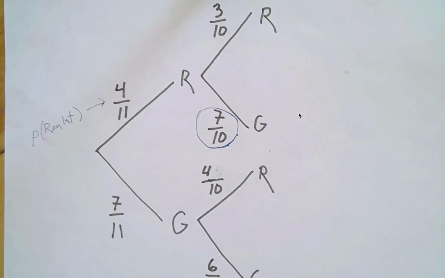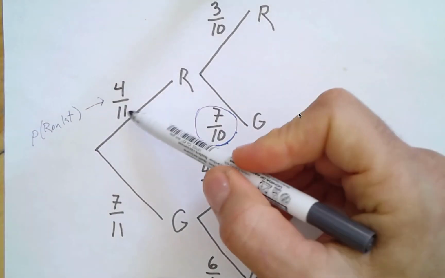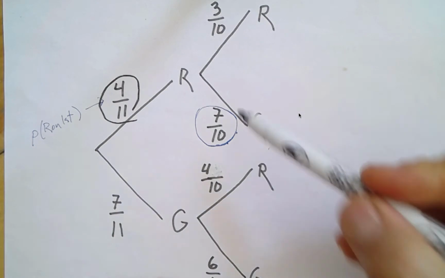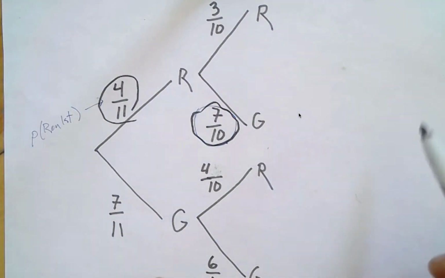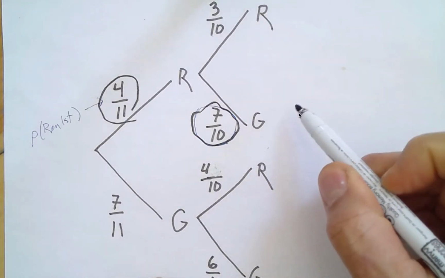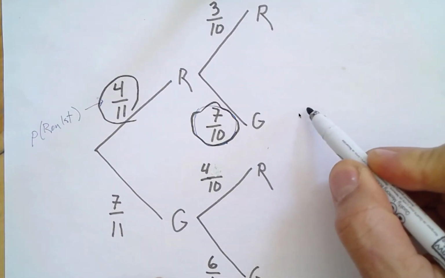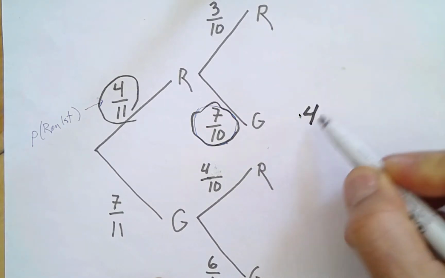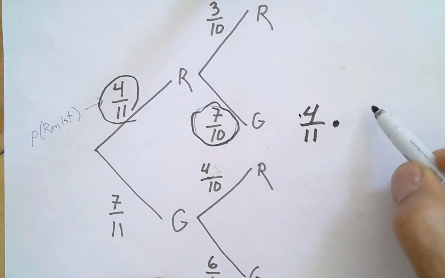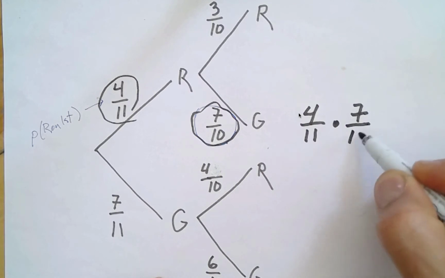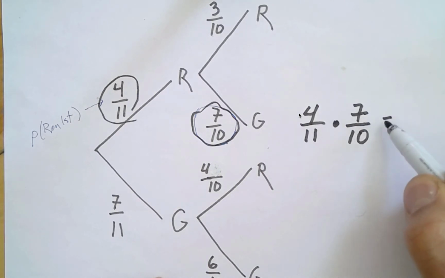All right. You can also use a tree diagram that we used before. As we saw before, this is the probability of red on the first, and this is the probability of green on the second given red on the first. So the probability of red on the first and green on the second is the probability of red on the first times the probability of green on the second given red on the first. Same as we had before, right?